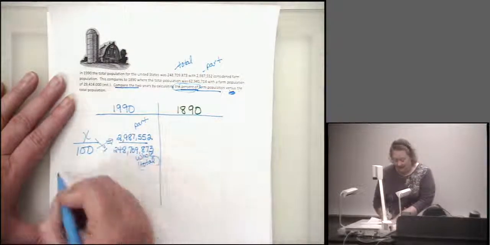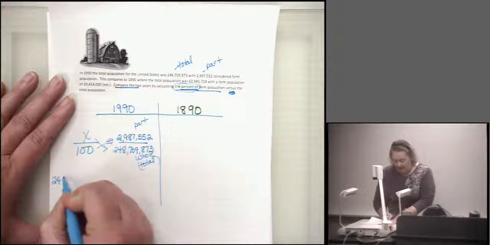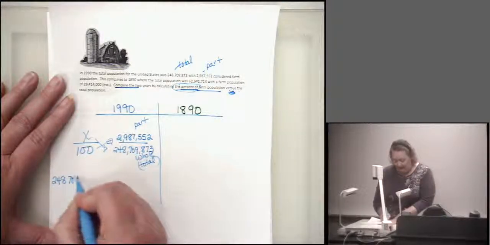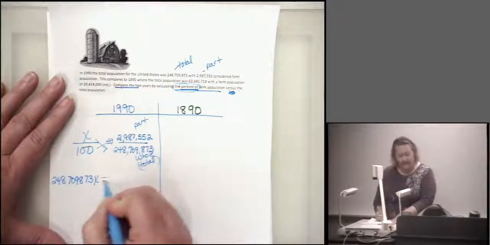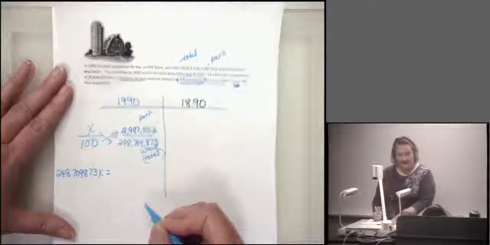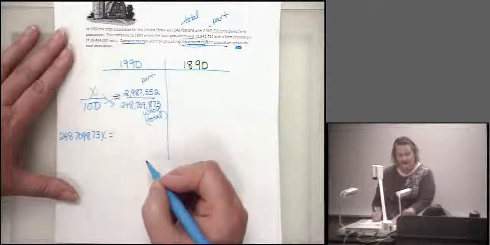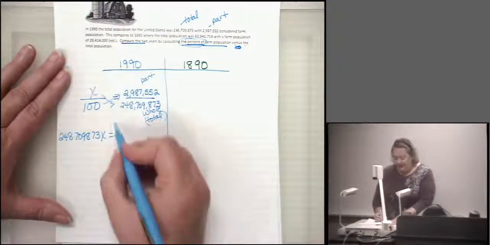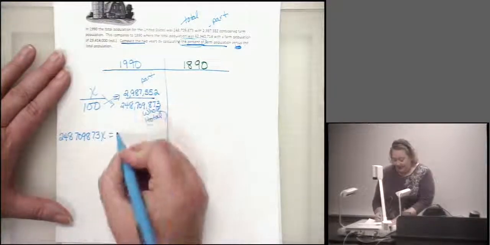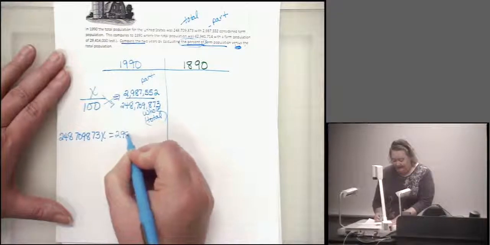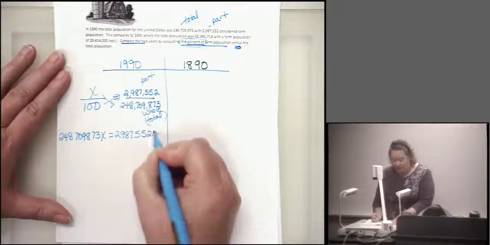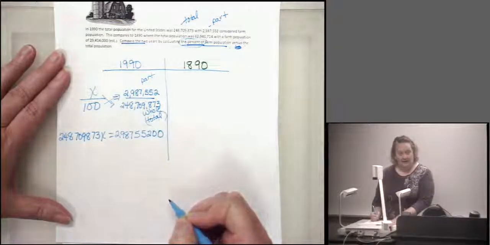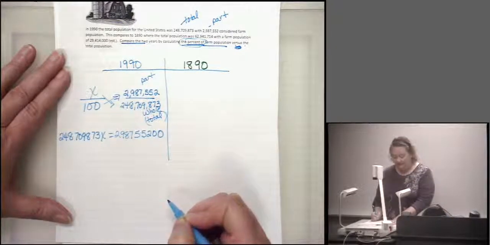Multiply 248,709,873x. Lots of numbers, but we just write them down. Let's get that up so you can see really well. Then 100 times that will be 2,987,552, and 100 will add 2 zeros to that. You can use your calculator if you need to.